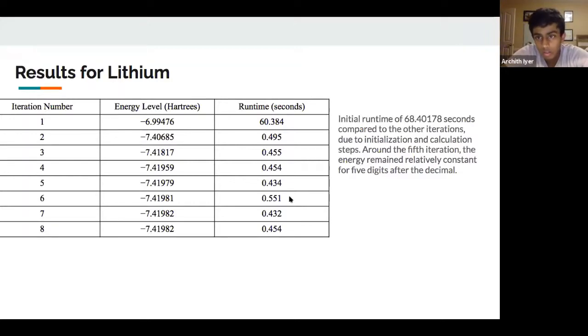The runtime was only 60 seconds, around 1 minute, or a total runtime of 68 seconds. That's really not much time, because usually this process could take hours for high electron atoms, but for lithium, it was pretty simple. And we got a good result: negative 7.41. There's no single correct answer, but it's commonly accepted that 7.41 is the energy level, and this is in Hartrees. Note that it's not in joules. There is a Hartree to joule conversion. I don't know what it is off the top of my head, but for those of you who are interested, you can convert this to joules.